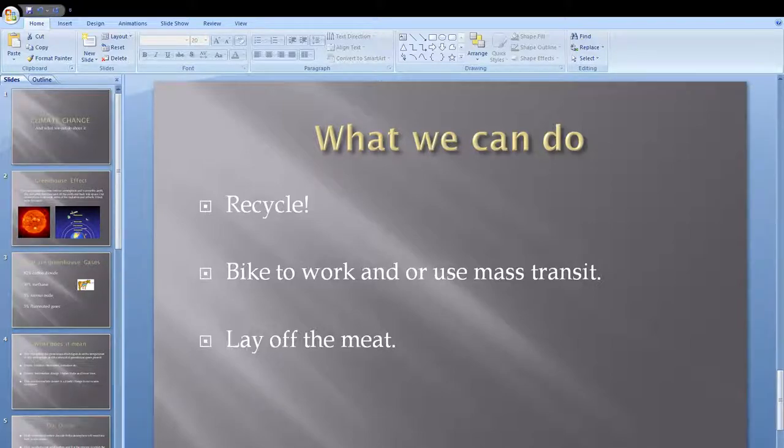And finally, you can lay off the meat, because a large portion of the methane in the atmosphere is created by cows. And so if we eat less cows, then we'll create less methane. And that is the presentation.